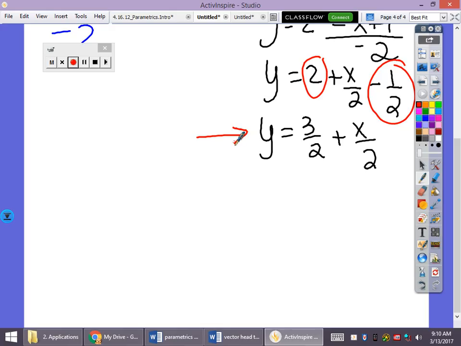Say it again. I saw it with slope. This is what type of equation? Linear equation. Y equals mx plus b. What does this represent in a linear equation?